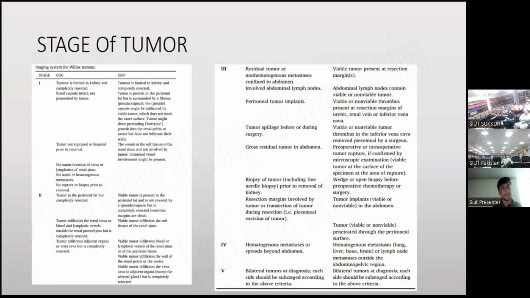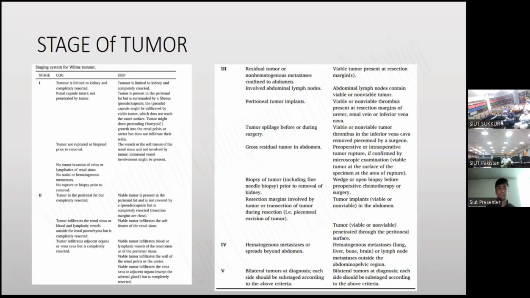Stage of the tumor. So basically, for the management of Wilms tumor, there are two management plans. One is the Children's Oncology Group, and the other is SIOP. SIOP is the International Society of Pediatric Oncology. COG guidelines are followed in North America, while the SIOP guidelines are followed in Europe and most of Asia. So they slightly differ in the management as well as the staging.